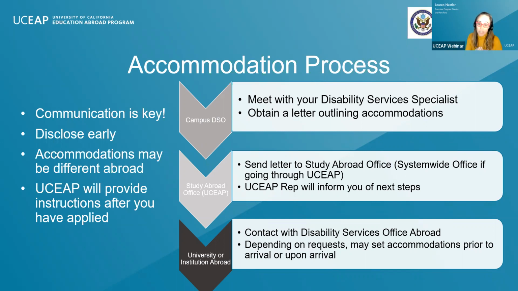The next step is going to be taking that letter to your study abroad office. If you're going with UCEAP, that's going to go to our system-wide office. And again, these instructions will be in your pre-departure checklist. Someone from our office will then tell you what the next steps are. So if you do have an accommodation for a reduced course load, our academic specialist will talk with you about that, because there are going to be some restrictions on how low you can go. Some programs are very flexible, some are not flexible at all. Those are the kinds of conversations we'll have with you early on, so you can make a decision about whether a reduced course load is possible for you.